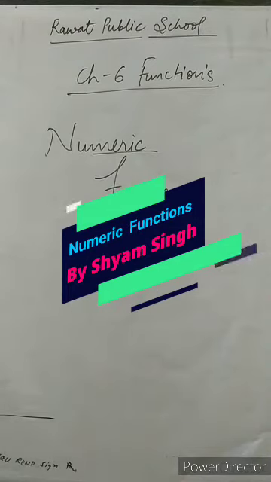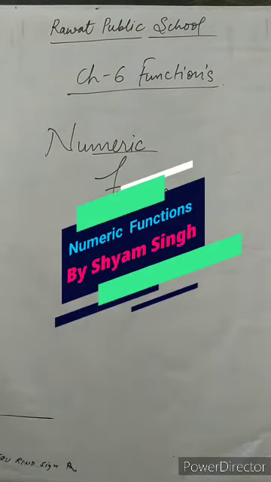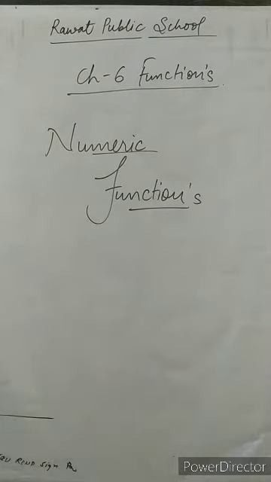In the last video we started our chapter number 6, that is functions, and we saw how a particular function gets interpreted by MySQL. Today I am going to start the types of functions. The first type is the scalar function, and as I told you, scalar functions are broadly classified into three categories: first is numeric function, second is string function, and third is date and time function.